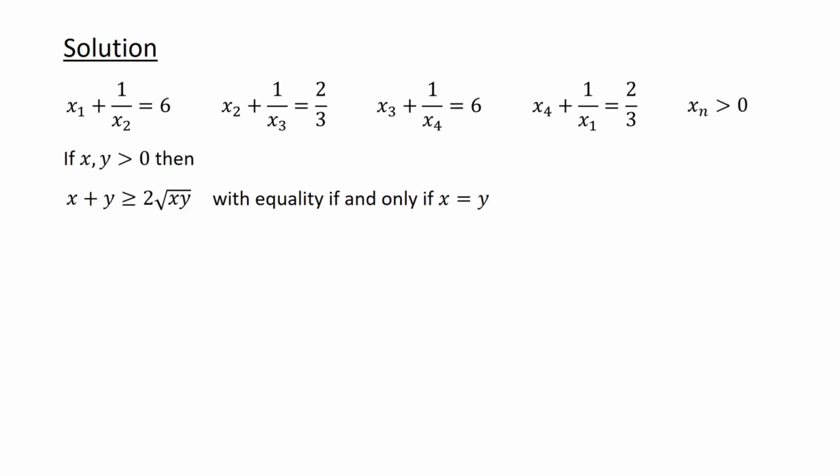First, let's prove the following inequality. If x and y are greater than 0, then x plus y is greater than or equal to 2 times square root of xy, with equality if and only if x equals y.